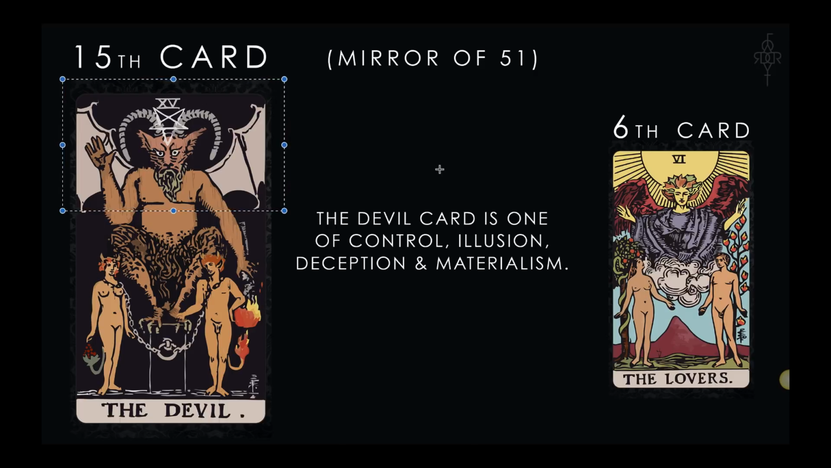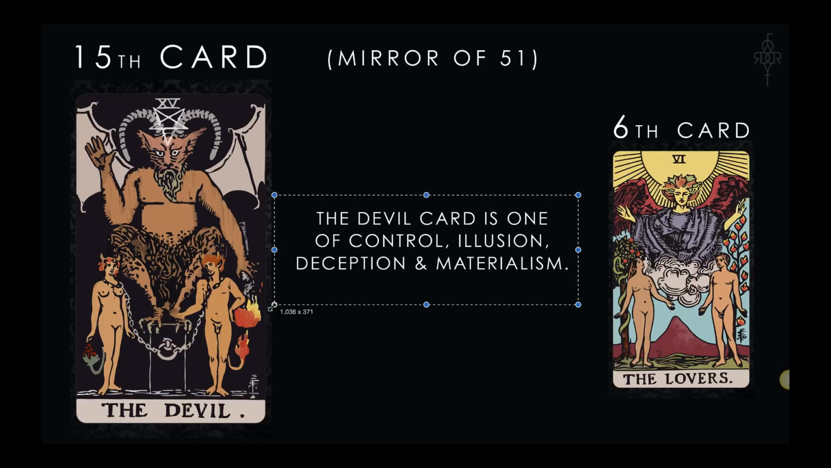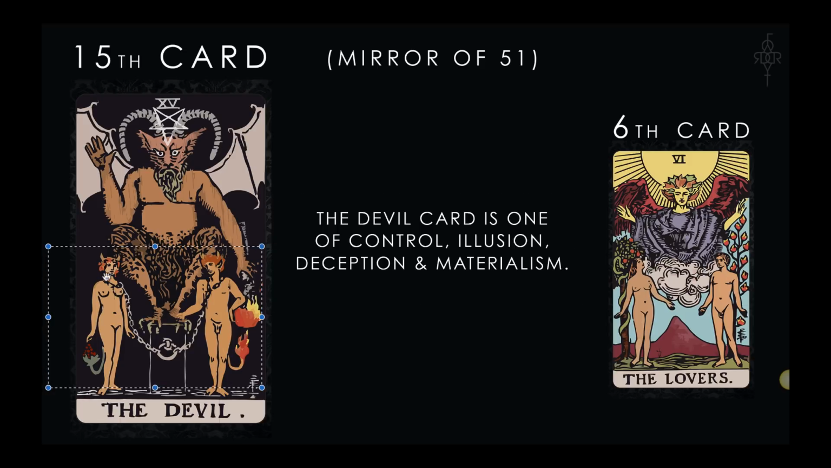So when we talk about that, we talk about ego to self. Their ego is all about themselves. They don't care about you and I. They care about themselves. It's all about pleasing themselves. And that's why this card is one of control, illusion, deception, and materialism. The ego. Now, you're free to do what you want. That's why the chains are loosely bound around their necks. You can just take them off.